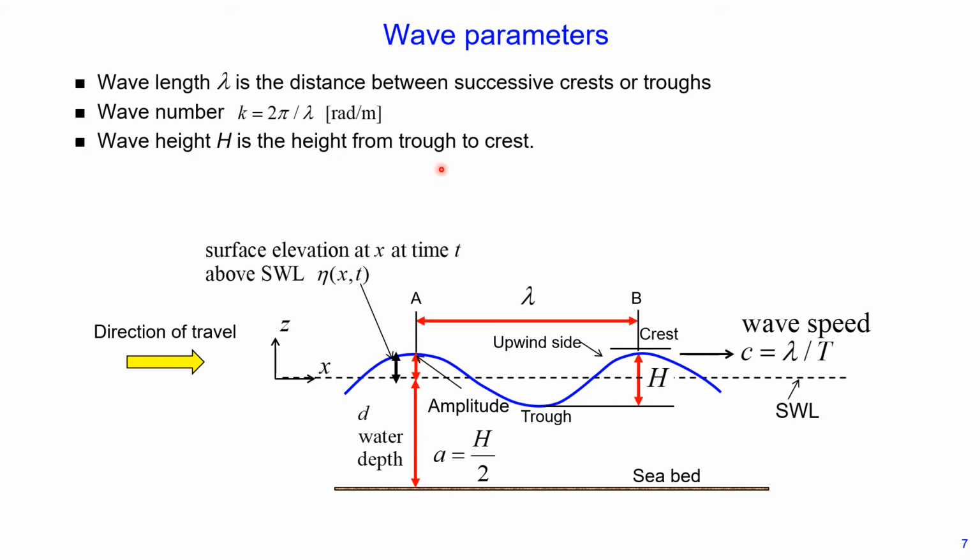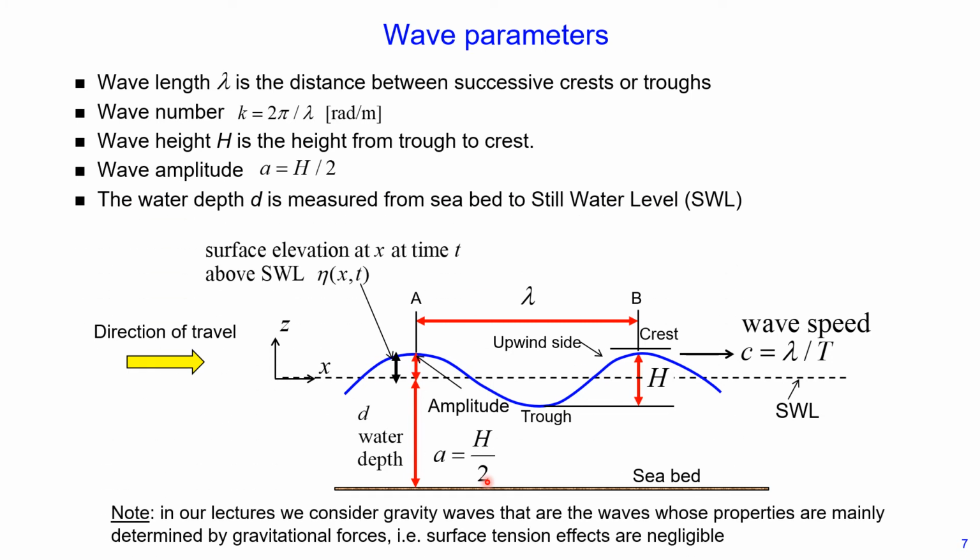Also, wave height, which is defined as the height from trough to crest, or wave amplitude, which is defined as wave height divided by 2, or the distance from still water level to the wave crest. And the water depth is measured from seabed to still water level. So this distance from seabed to still water level is defined as water depth, and I use lowercase d to define water depth.